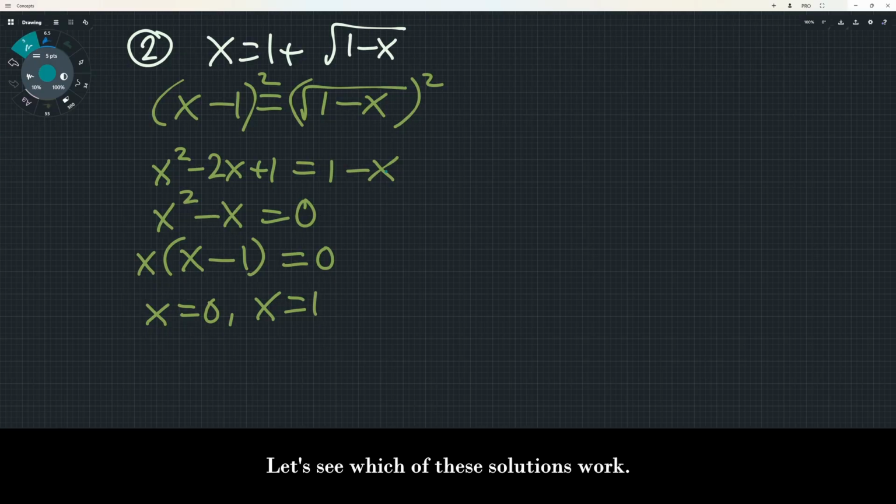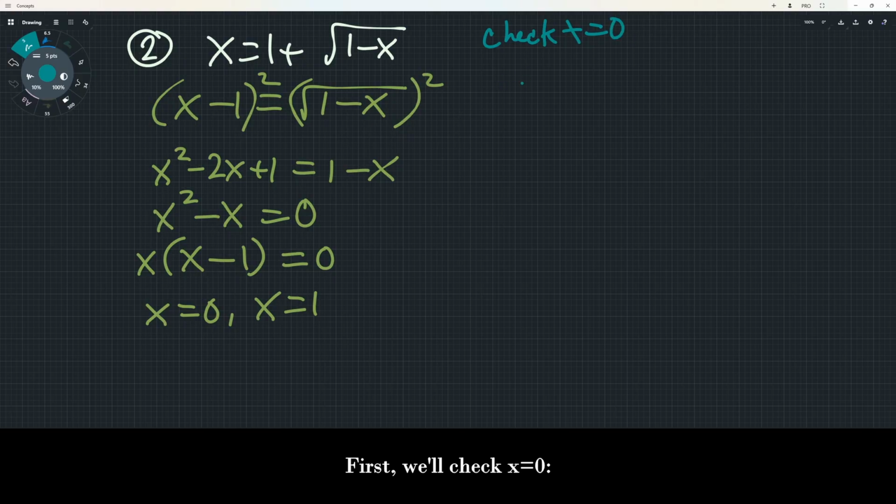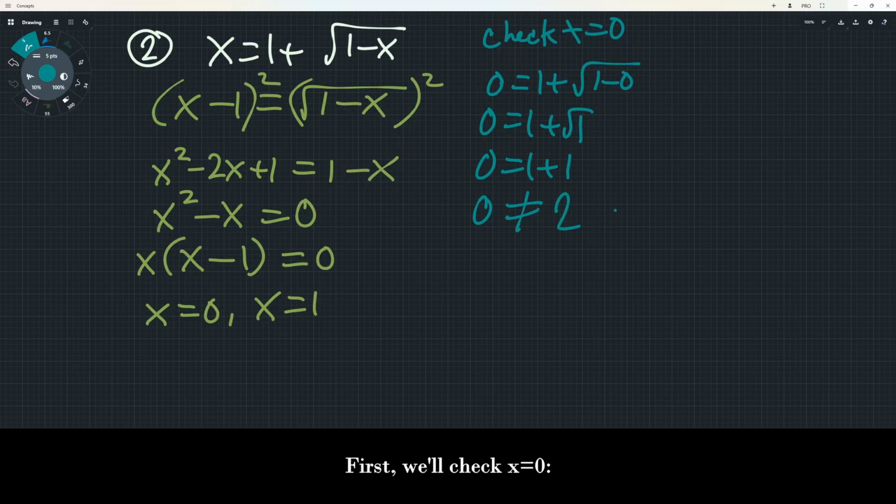Let's see which of these solutions work. First, we'll check x equals 0. Plugging 0 into our original equation, 0 equals 1 plus the square root of 1 minus 0. This becomes 0 equals 1 plus the square root of 1. 0 equals 1 plus 1. 0 does not equal 2. So x equals 0 is an extraneous solution. Let's check x equals 1.